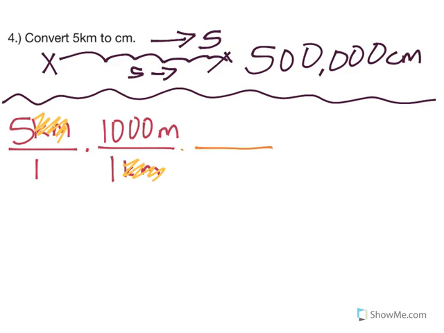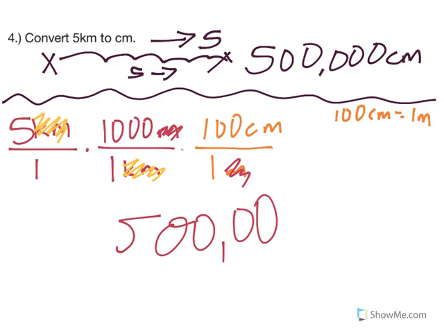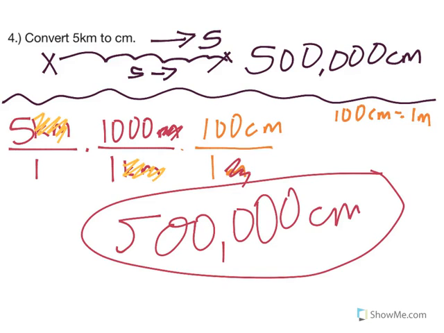Then I want to make my meters go away, but I've got to go meters to centimeters. And I know that there are 100 centimeters in 1 meter. So 1 meter is 100 centimeters, and that makes my meters go away. So I multiply across the top, and voila, 500,000 centimeters.